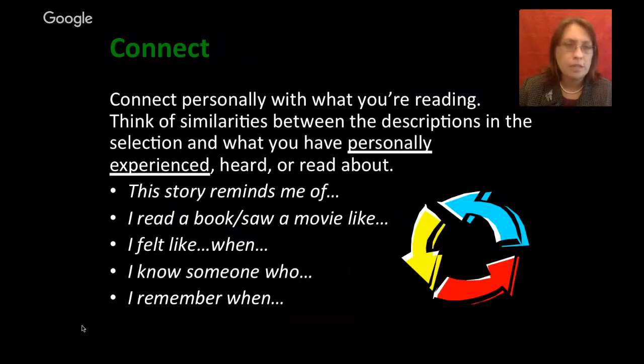What does this remind you of? Those are the things that you're thinking as you connect. This story reminds me of... I read a book or saw a movie like... I felt like blank when blank... I know someone who... or I remember when.